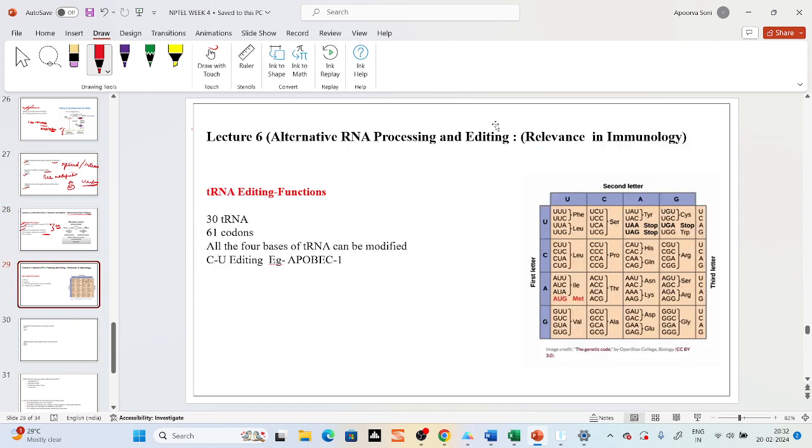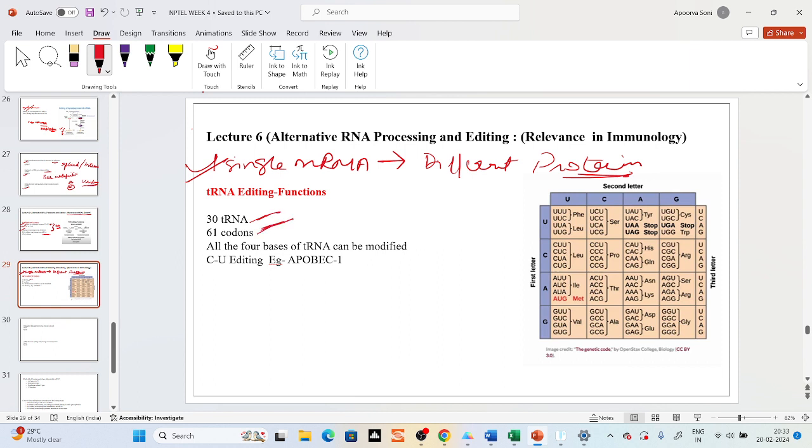Then in lecture 6 we have the relevance of RNA editing in immunology. So what is the relevance? I have told you that one single mRNA can lead to the formation of different proteins. And this is for mRNA. If we talk about tRNA, just like RNA alternative splicing occurs in the case of mRNA and tRNA both, in the similar way RNA editing also occurs in mRNA and tRNA both. So how does this tRNA editing have relevance in immunology? Because we have just 30 tRNA molecules and we have 61 codons. So how would this be achieved? Because of RNA editing, because of tRNA editing.